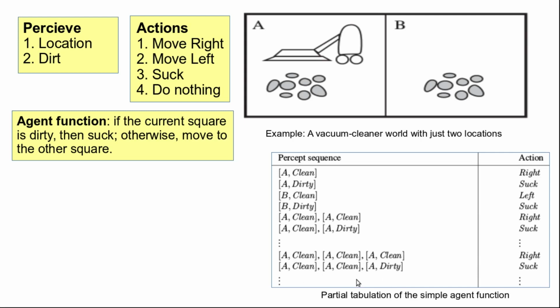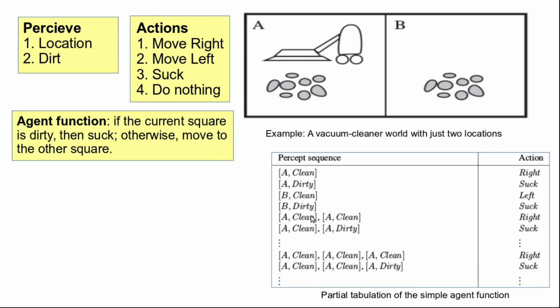And if we continue like this, we can get an infinite table, because our percept sequence can be of any number of percepts. So this may continue growing. So it's a partial tabulation of the simple agent function. And now, these are just explicit specifications. This is not the implementation of the agent function.